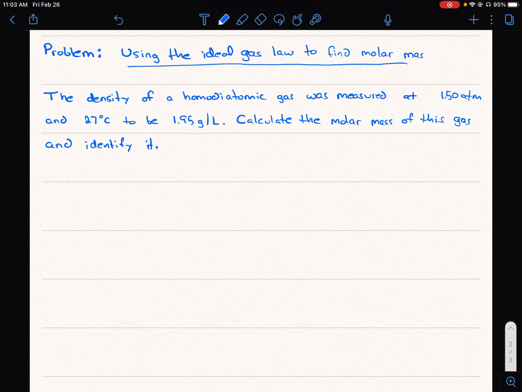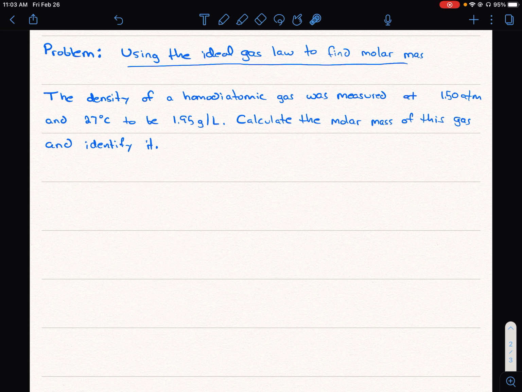So this short video is going to go over using the ideal gas law to find the molar mass and then ultimately to identify a molecule. And so we're given a problem, and here's the problem shown here, where we're told that the density of a homodiatomic gas was measured at 1.5 atmospheres and 27 degrees Celsius to be 1.95 grams per liter. So using this information, we want to calculate the molar mass of this gas and then ultimately to identify it.